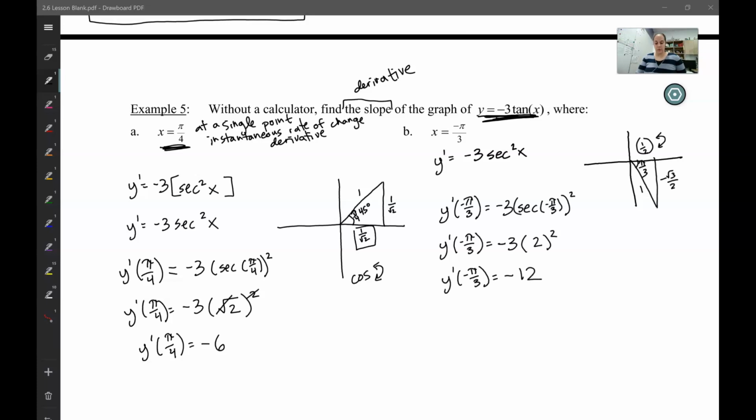Okay, check what you got with what I got. Secant is still the reciprocal of the x value, so the x value here is going to be 1/2. So I take the reciprocal, and it's going to be 2. And then I have 2 squared, and then times by -3 should give me -12. So that's it for the notes for 2.6.